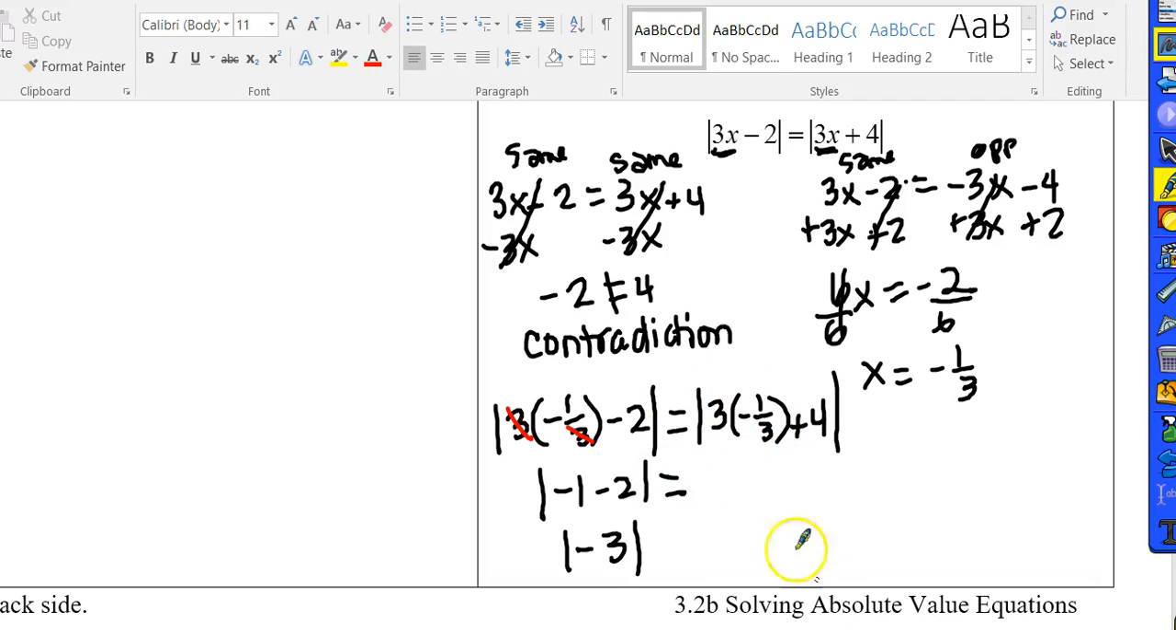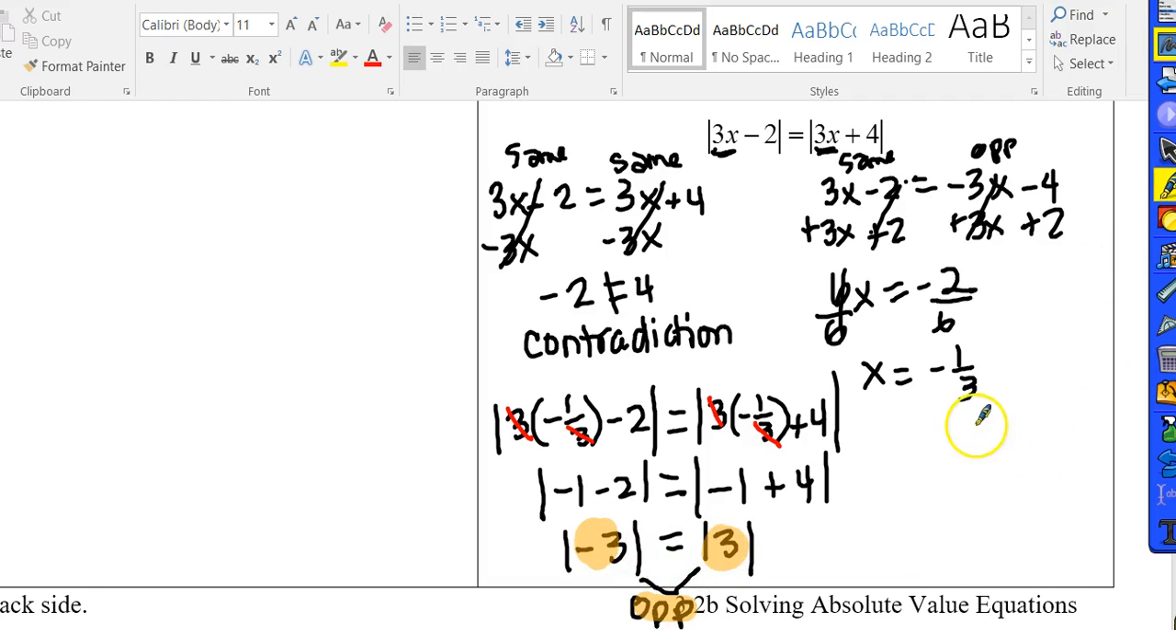And when I go to the other side, canceling out my 3's, I'm left with the absolute value of negative 1 plus 4, which is a positive 3. So they're opposites, but that's okay because that's still a true statement. And so our solution is, again with the orange, negative 1/3.